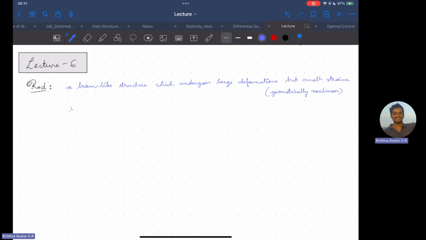And secondly, as usual, the cross-sectional dimensions are much smaller than its length.